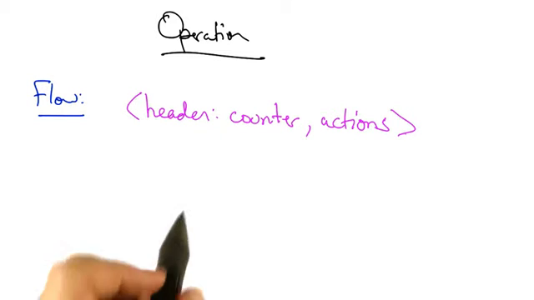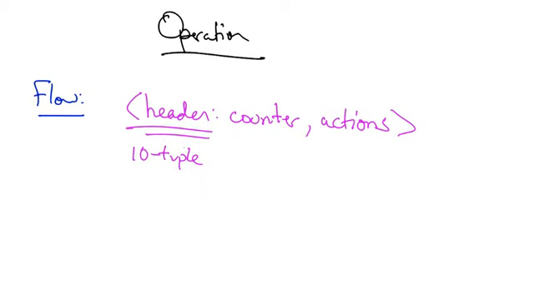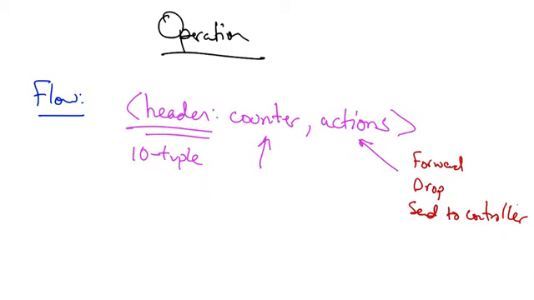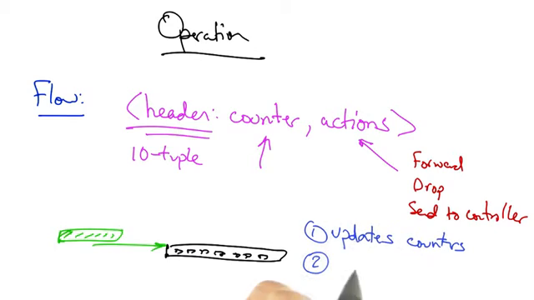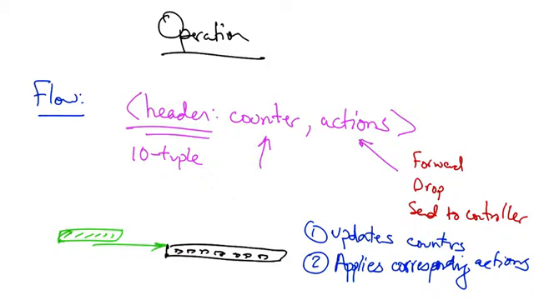A flow is defined by the header, or the 10-tuple, which I just alluded to, a counter, which maintains statistics, and actions that should be performed on packets that match this particular flow definition. Actions might include forwarding the packet, dropping it, or sending it to the controller. When a switch receives a packet, it updates its counters for counting packets that belong to that flow and applies the corresponding actions for that flow, which might include forwarding, dropping, or sending to a controller.